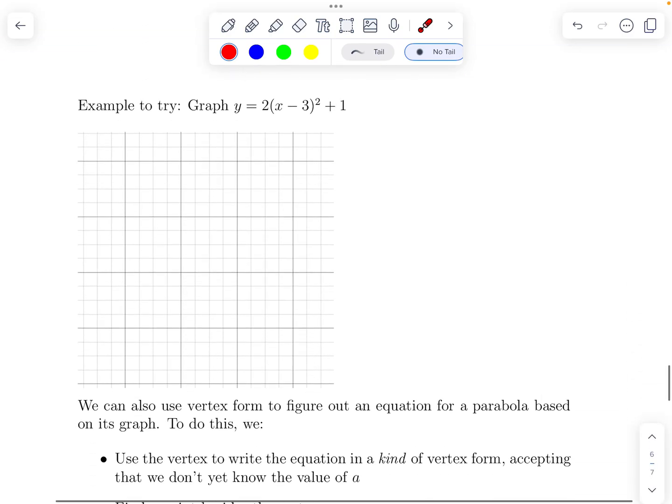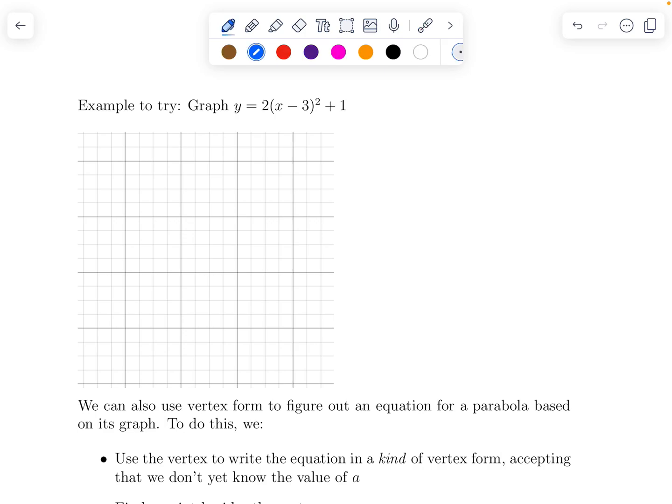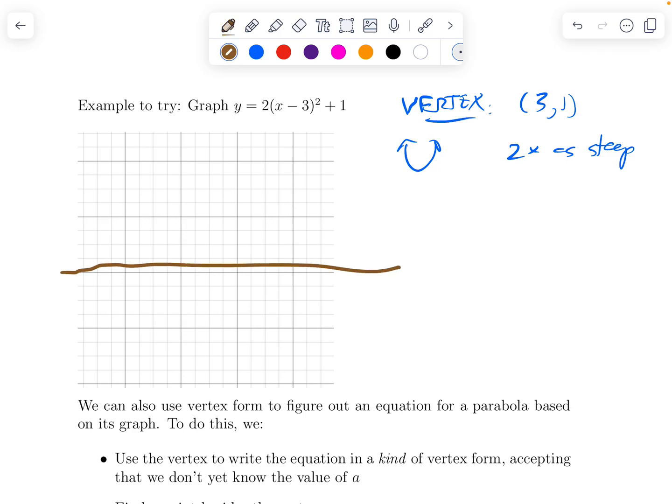Here's another example for you to try. If you're watching this for the first time, really do pause and try the same things. For this one, the vertex will be at 3, 1 because we've shifted 3 to the right and 1 up. It opens upward, but it's 2 times as steep as normal y equals x squared. So let's try to draw that.